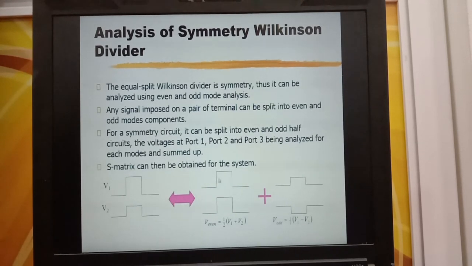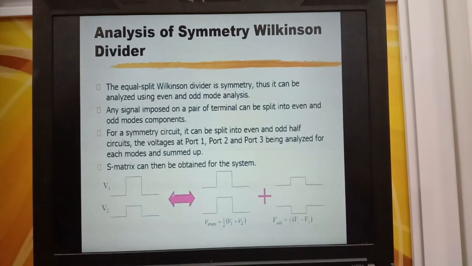What it means is that V1 will be equal to the even mode signal plus the odd mode signal. If we take this even mode voltage plus this odd mode voltage, we will get V1. As for the second voltage V2, it is given by even mode voltage minus the odd mode voltage. So if we take this equation minus the second equation, we will get V2.